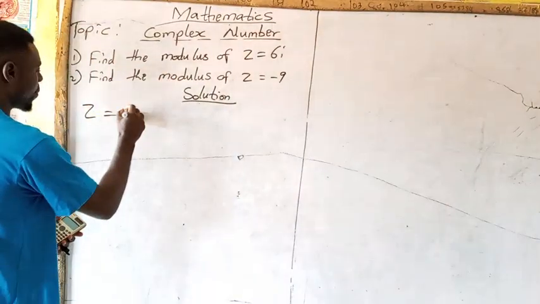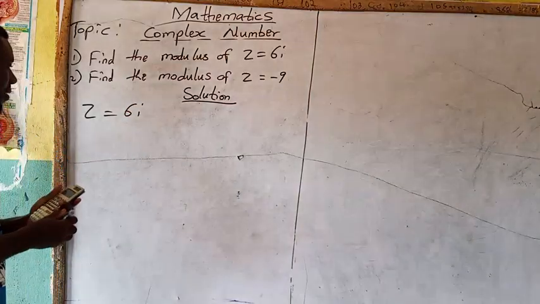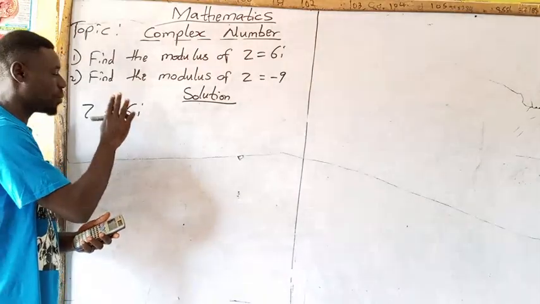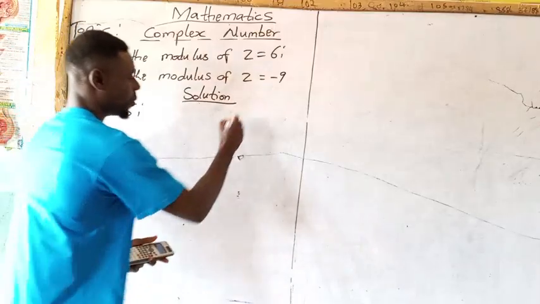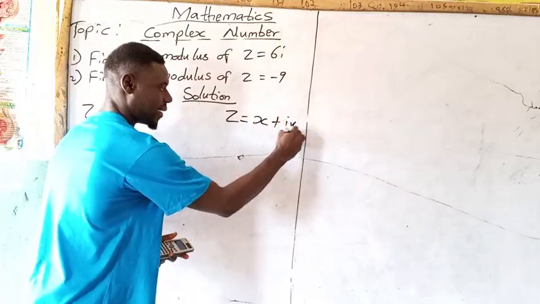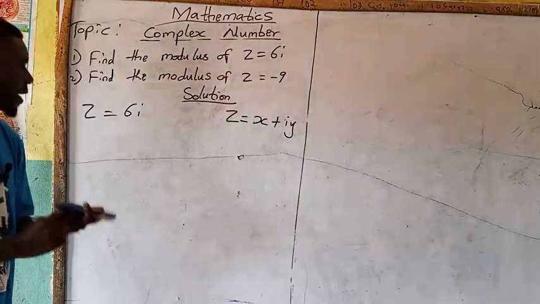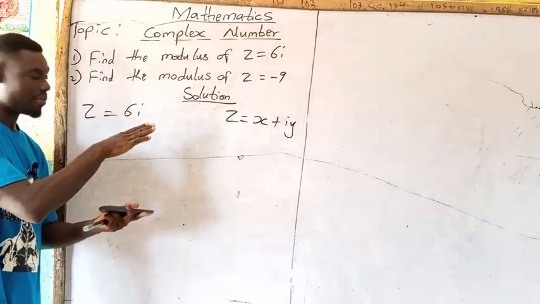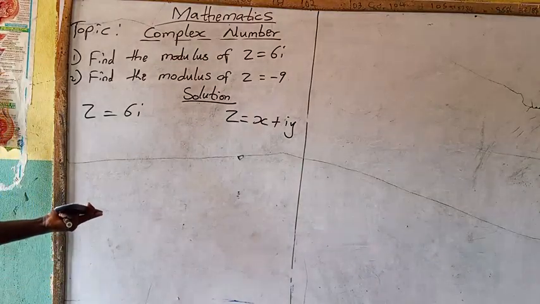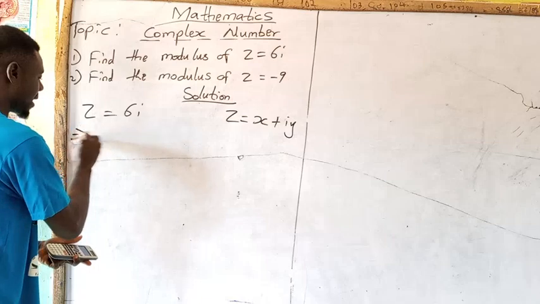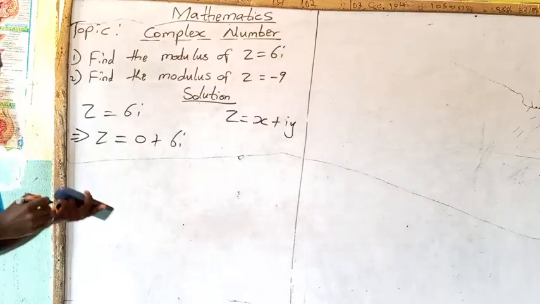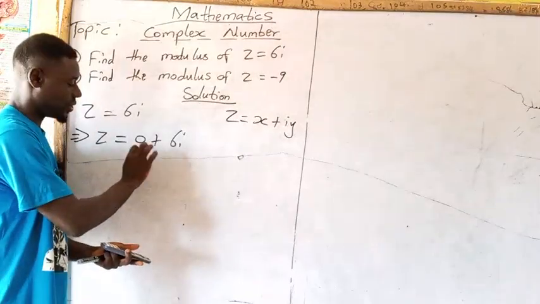For example, when a complex number is given, if you observe very well, this is an imaginary number. But recall that every complex number must be in the form x plus iy. We have only an imaginary number here, so where is our real number? It is not given. Therefore, the question should have been 0 plus 6i, where our real part is 0.